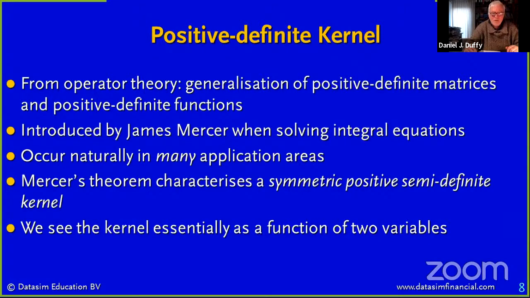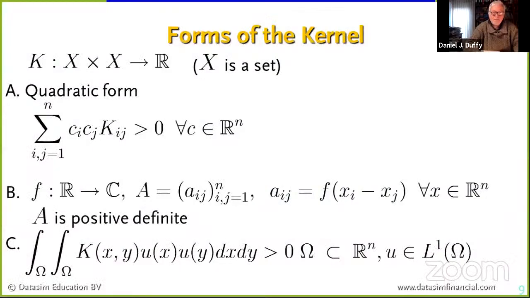It was introduced by Mercer when solving integral equations, basically. I think it was 1909 he solved the problem. So that was a really big advance. It occurs in many application areas, and his theorem characterizes a symmetric positive semi-definite kernel. Okay, so we see the kernel is a function of two variables, basically, yeah?